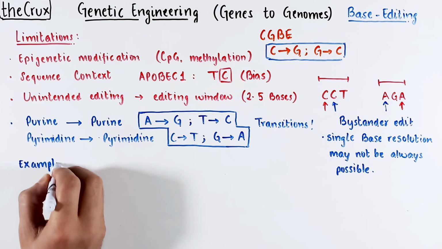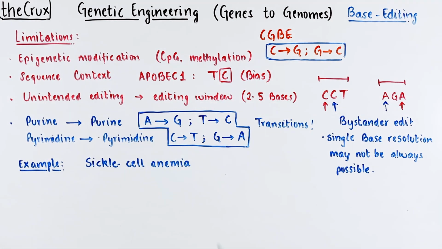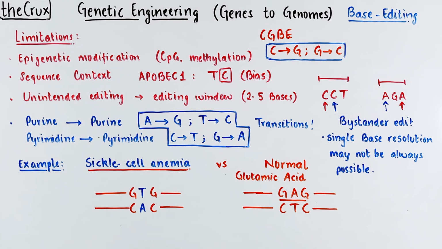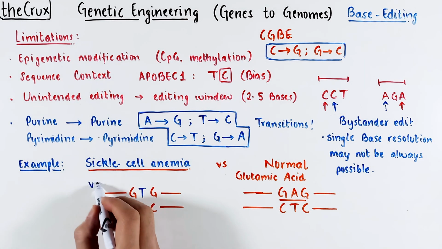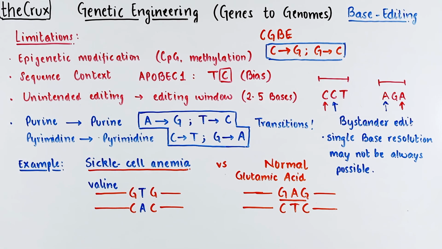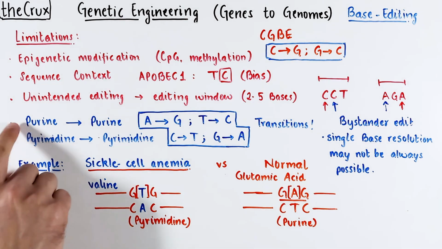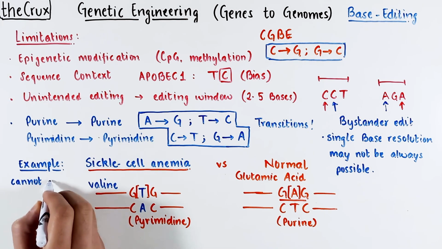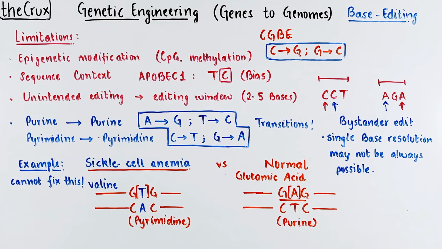Let's take the example of sickle cell anemia to understand this better. Compared to a normal case, the diseased state often contains a point mutation in the hemoglobin gene that results in a specific valine codon. This mutation is a purine to pyrimidine switch. As we just noted, the base editors cannot convert between purines and pyrimidines. You can use something known as dual base editing system, but even that wouldn't work in this case.